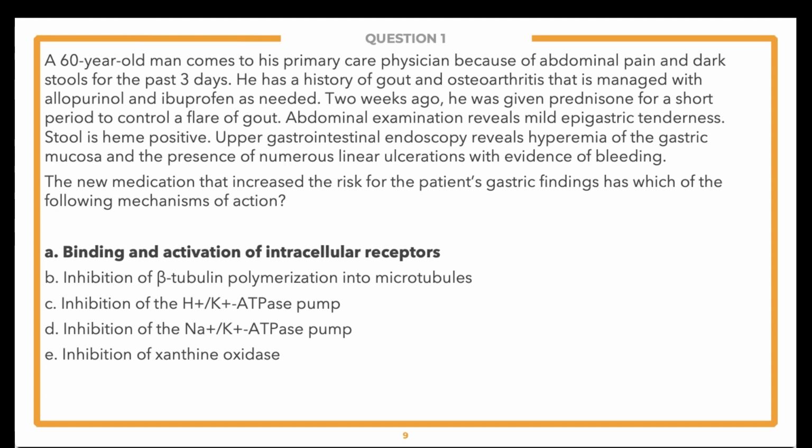So, step one, what are you trying to do? You're trying to come up with the diagnosis, right? So, this patient has hyperemia of the gastric mucosa. There's the presence of numerous linear ulcerations with evidence of GI bleeding. So that picture suggests gastritis, and that's supported by the heme positive stools. So gastritis and peptic ulcer disease are common causes of upper GI bleeding with epigastric pain.